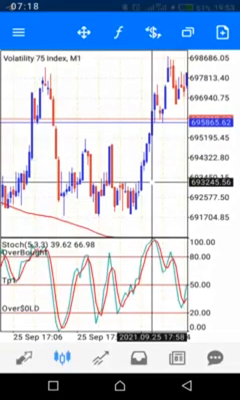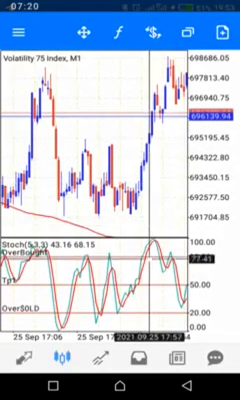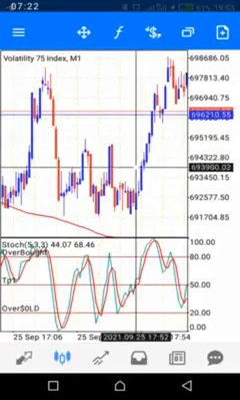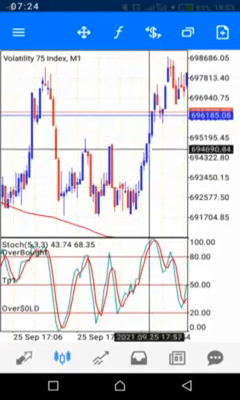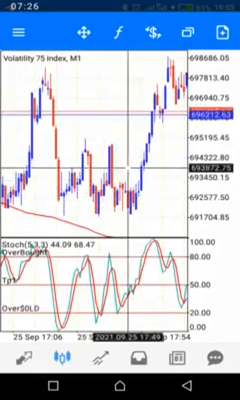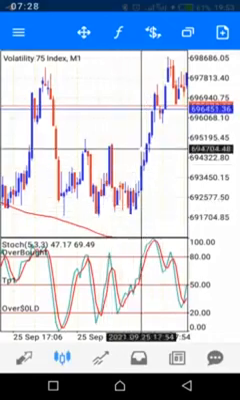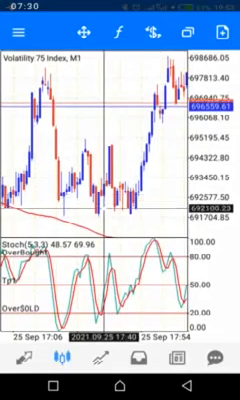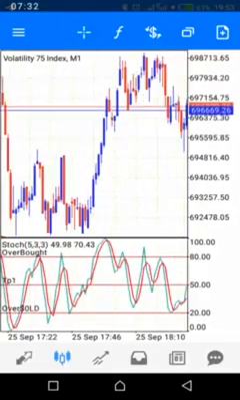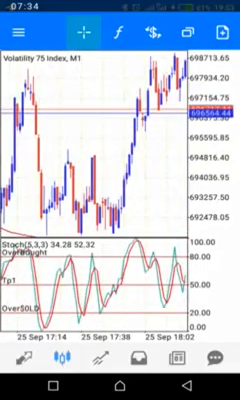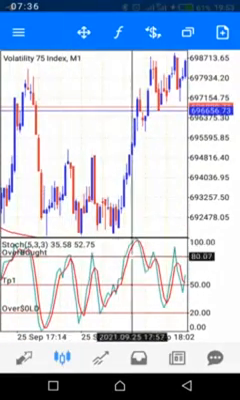Now, how do you know if the market is in an uptrend? Whenever the candlesticks are above this 200 moving average, can you see? You take a buy. Ignore any selling signal you see.